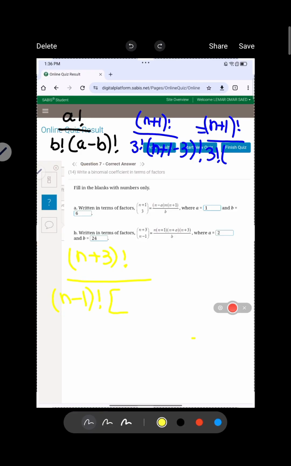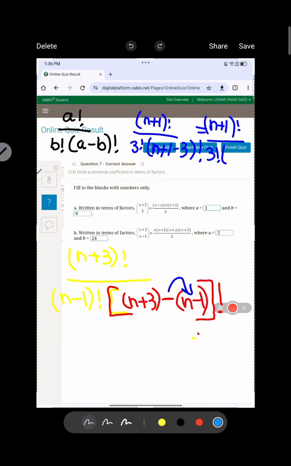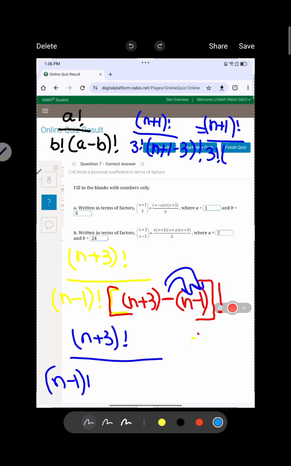You have to put a big bracket. Okay, I need to make this in red because it's very important. N plus 3, and then minus n minus 1. Then you put a big bracket, put factorial, and then you have to distribute the negative. So n plus 3 factorial over n minus 1 factorial.